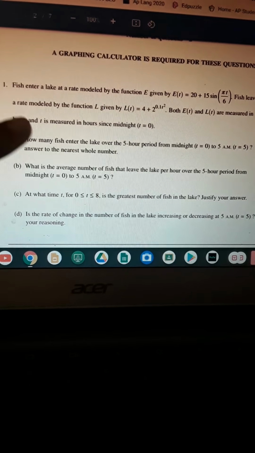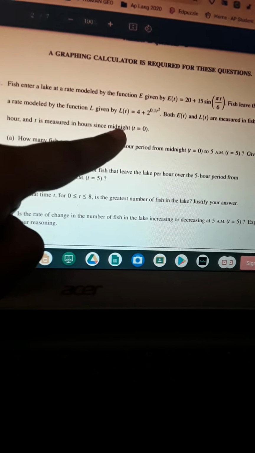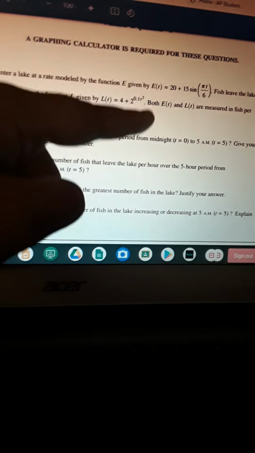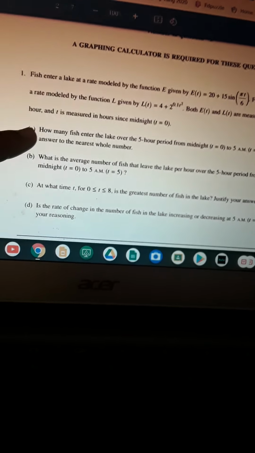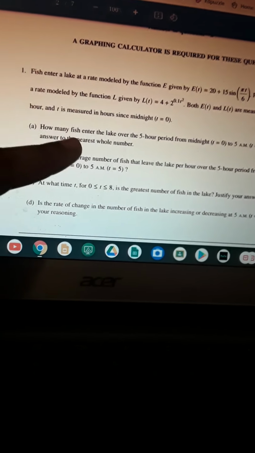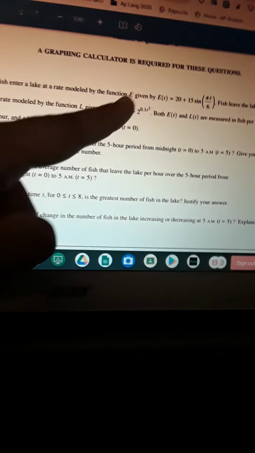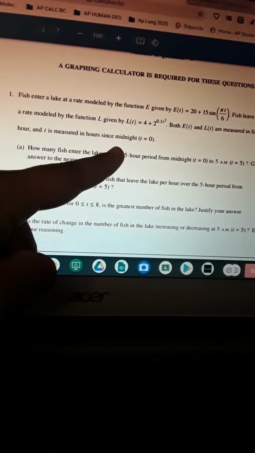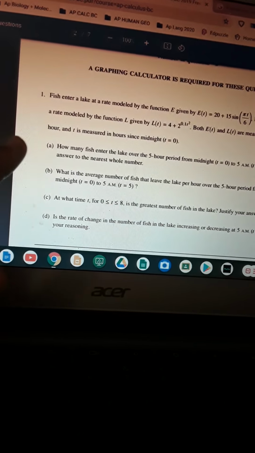And then fish leave the lake at a rate modeled by L, which is L(t). L(t) equals whatever that function is. And here's one of the most important parts: your variables. So both E(t) and L(t) are measured in fish per hour, and t is measured in hours since midnight. So we already have a function of the rate that fish are leaving and the rate that they're entering. And we also have that at midnight, t is going to equal 0. So that's good. So we're going to begin.